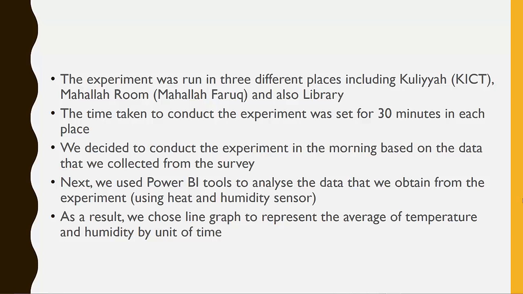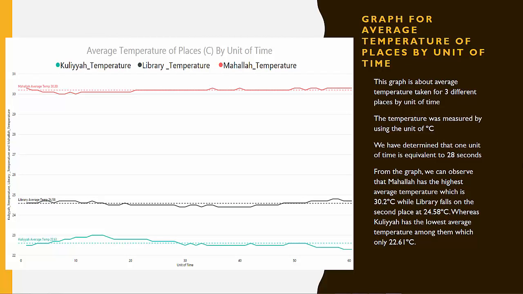So we can see after this slide, there are two graphs about average temperature and average humidity by unit. This is the graph for average temperature of three different places by unit of time. As we can see, the x-axis is the unit of time, and the y-axis is the temperature for three different places, including Kuliah, library, and also Mahalah. The red line represents the Mahalah temperature, the black line represents the library temperature, and the green line represents the Kuliah temperature. As we further observe, there is a dotted line.